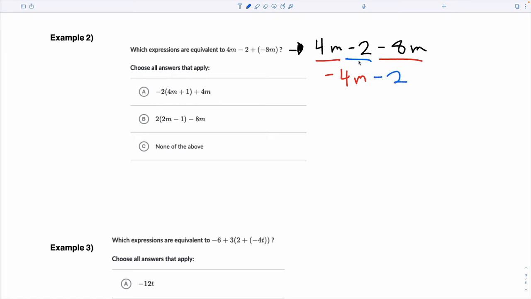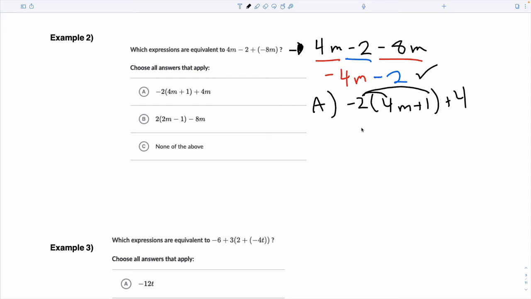Okay. So this is my scavenger hunt clue. This is the one I want to match it to. We're going to start checking. Go to A: negative 2 times 4m plus 1, plus 4. What would I do first, Colton? What property is that? Rhymes with distributive. Distributive property. And I'm going to distribute because I can't combine 4m and 1, so I'm going to multiply it.